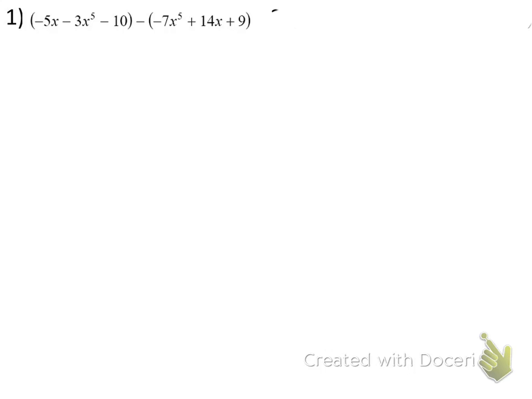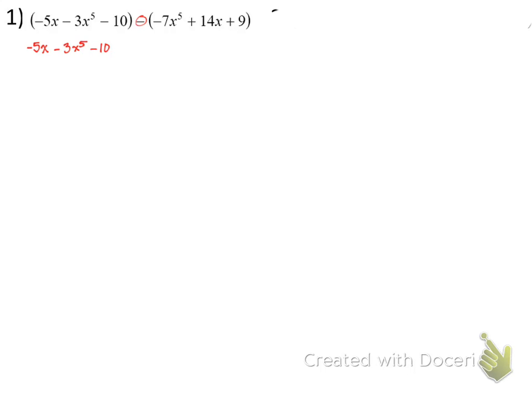Okay, number 1, we have a polynomial minus another polynomial. Since there's a minus sign, we have to distribute this minus sign into each of these subsequent terms. So first, make sure that there's nothing in front here, and we're going to copy the rest down: negative 5x minus 3x to the 5th minus 10. That's the first thing.